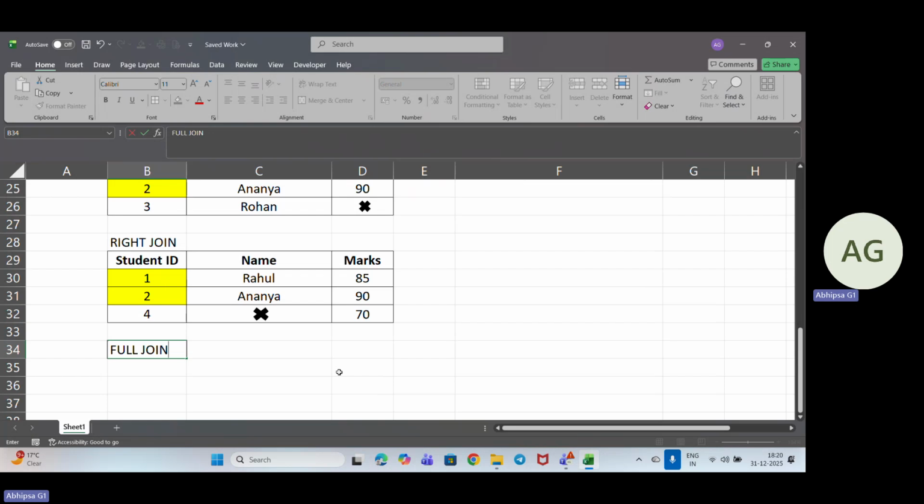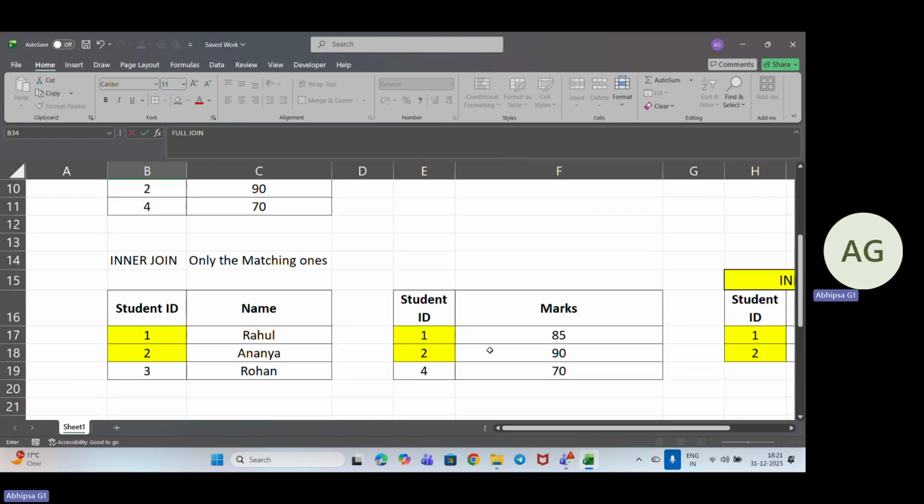Okay. Now coming down to the full join. Okay, full join, as the name suggests, everyone is invited. You can get this kind of meaning from the name, right? So students without marks will be there in the table. Students without a name will get into the table, marks without a student will get involved, and the matching ones will also get involved. Okay, so we will be getting the combined table of this and this.